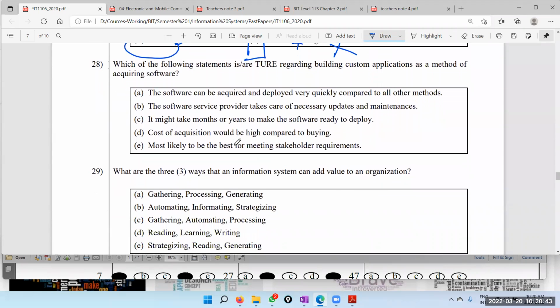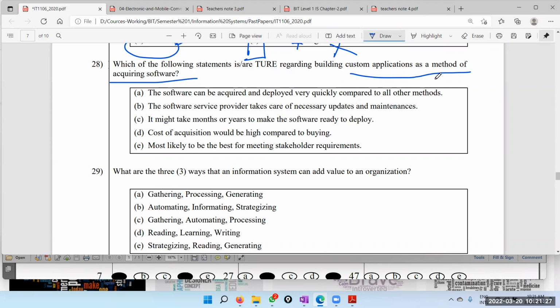Right, 28. Which of the following statements are true regarding building custom applications as a method of acquiring software? Custom application. Okay, so that is, we build it for ourselves. When we say we, either we can outsource, but we are not buying off-the-shelf, common software, right? So with custom application software, we get the full advantage because others don't have this software. This is for only us, okay?